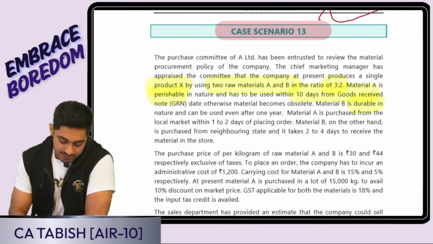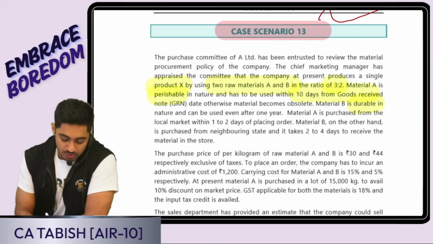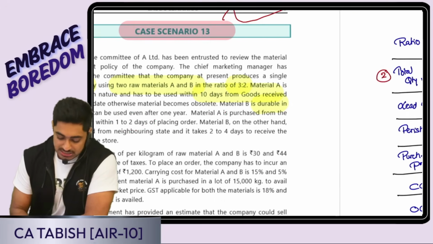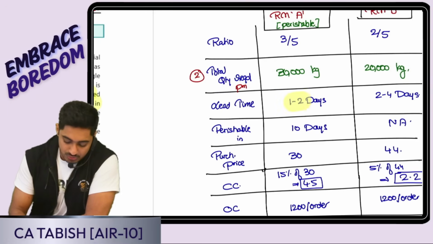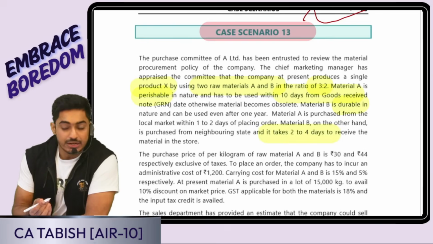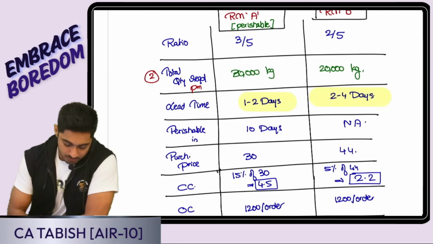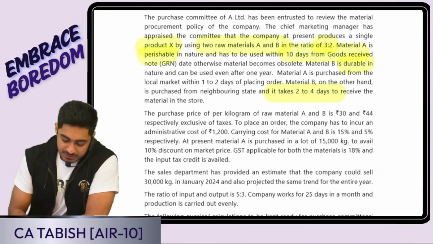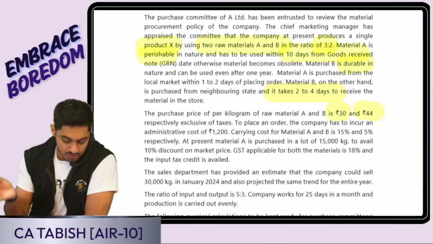Next, what they have given: material A is purchased from the local market within 1 to 2 days of placing the order. Material A, I'm getting it in 1 to 2 days. Great. Now next, material B, I'm getting it in 2 to 4 days. Okay. B, I'm getting in 2 to 4 days. Great. Now, the purchase price of A and B is 30 and 44. Okay, I've written down the data.